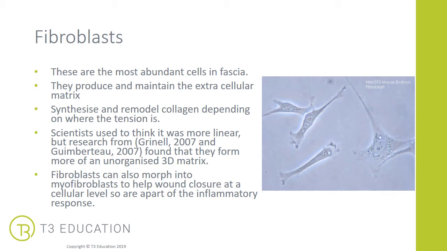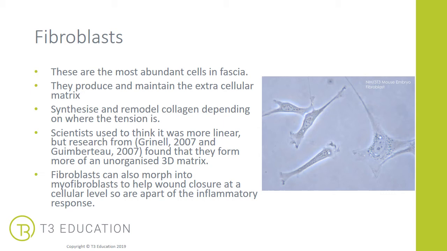Fibroblasts. These are the most abundant cells within fascia. And what they do is they produce and maintain the extracellular matrix, but they're really responsible for the synthesization and the remodeling of collagen depending on where the tension is. So going back to the integrin and the pull of the cell, those are responsible for creating and remodeling collagen depending on where tension is and mechanical stress is.